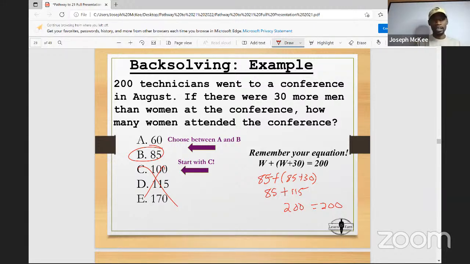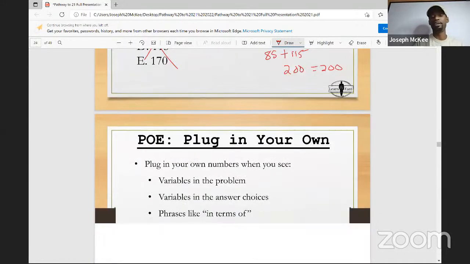So the goal again, we start in the middle, we plug it into where we see the variables, we test it out. We found out that 100 yielded us a large answer, so we got rid of D and E as well. We went back and we chose one of the remaining 2. That's all back solving involves. All right. Using the answer choices to our advantage.